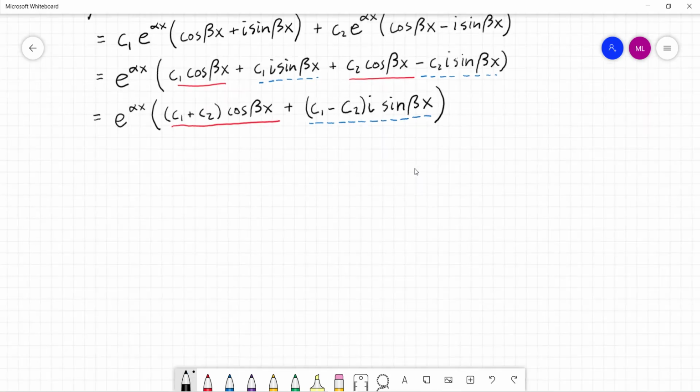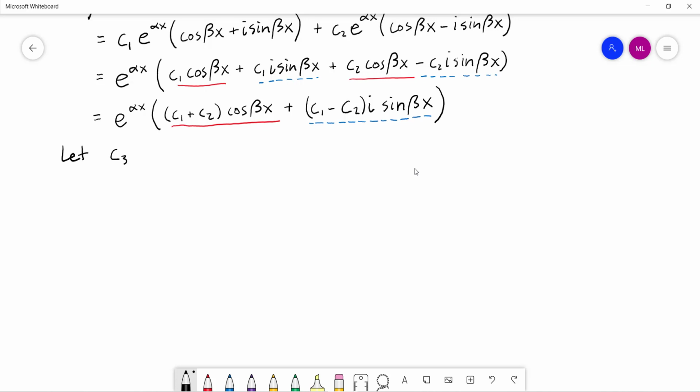What I'm going to do now is just say, let C3 be some new constant. C3 is going to be C1 plus C2. And I'm going to let C4 be a different new constant. C4 is going to be C1 minus C2 times i, some other new constant. I very specifically picked that C3 is this coefficient sitting in front of the cosine term, and that C4 is this whole coefficient, including the i, sitting in front of the sine term. So basically, I've picked C4, assuming C1 and C2 were real numbers, which they were over here. This C4 turns out to be an imaginary number, so that I can assume that this whole term winds up being real. And that's kind of the idea.